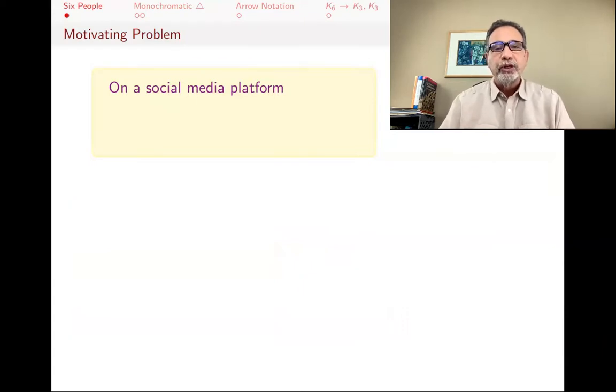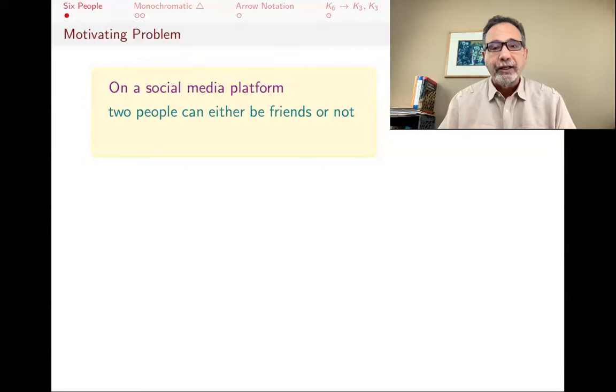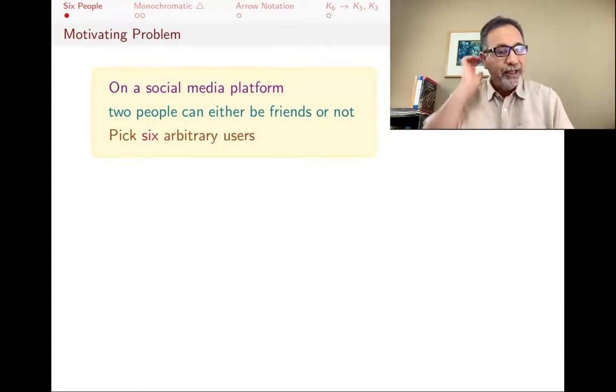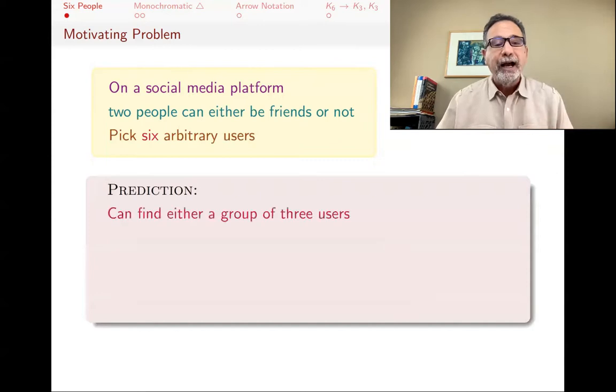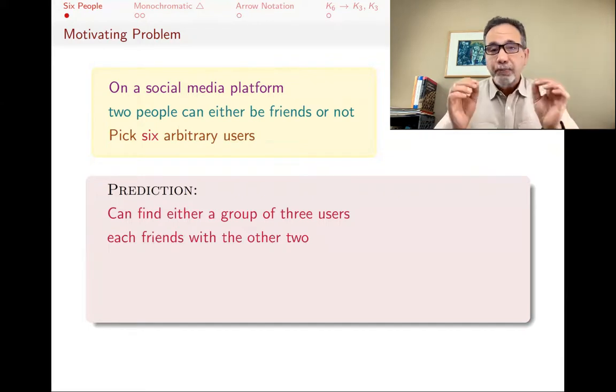Let's say that you're on a social media platform, and on this platform, users can either be friends or not. So two people can be connected or not. Let's say that you pick 6 arbitrary users on this platform. You just pick 6 random people, and I will have a prediction for you. What I'm going to predict is that no matter who you picked, you either will be able to find 3 of those 6 people such that each pair of them are friends with each other.